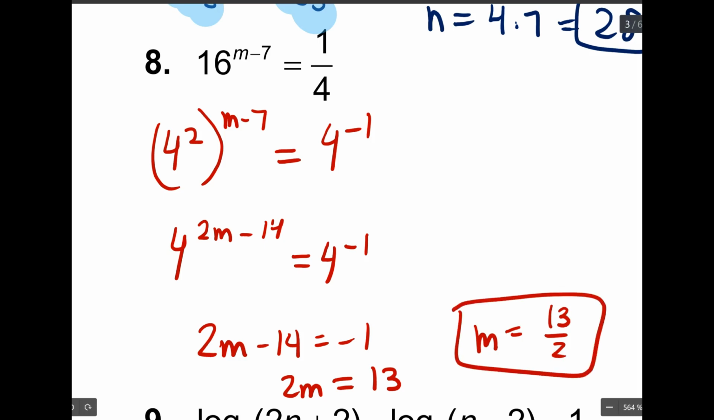Awesome, exactly. So it's just like a previous problem we did. Rewrite both sides having the same base. Set the exponents equal to each other. Because I have a base of 4 on both sides, I can set the exponents equal to each other, and then you just solve for the variable.